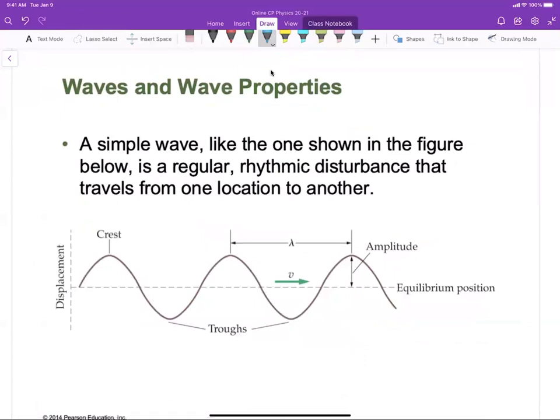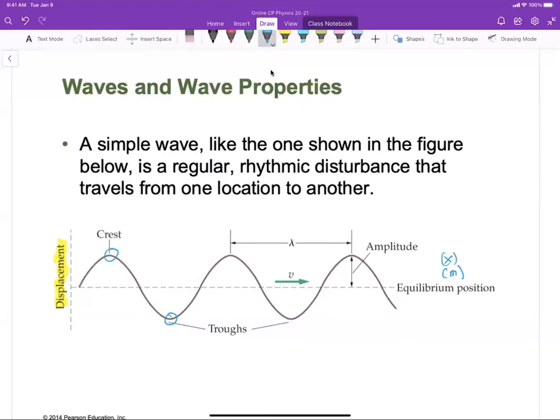Okay. A simple wave like the one shown in the figure below is a regular rhythmic disturbance. So this is a periodic wave, so it's happening over and over again, and this is something that we're going to have to work with. So this is the displacement of the wave as it travels. And we can see that we have some crests and troughs, and we can measure the wavelength. This is in meters.